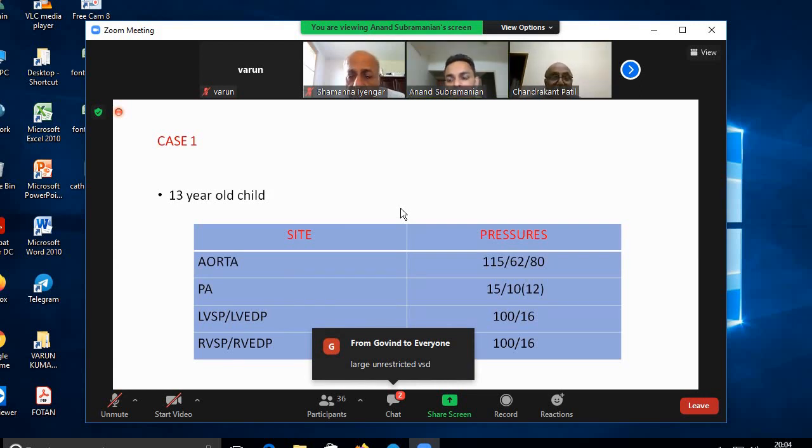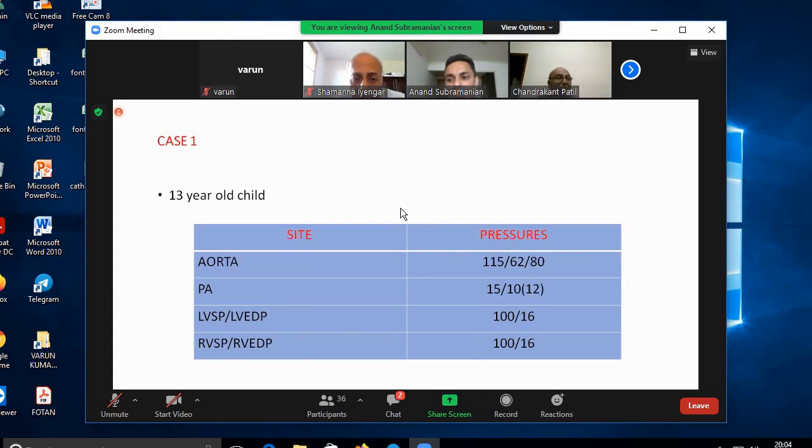Good evening, sir. Here we can see the systolic pressure in both the ventricles is the same, while the left ventricle to the aortic pressure systolic pressure is almost equal, but the right ventricle to the pulmonary artery pressure falls down. So since both the LV and RV pressures are the same, it appears to be a large unrestricted VSD.